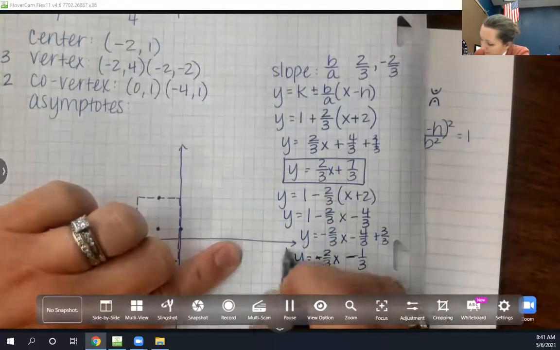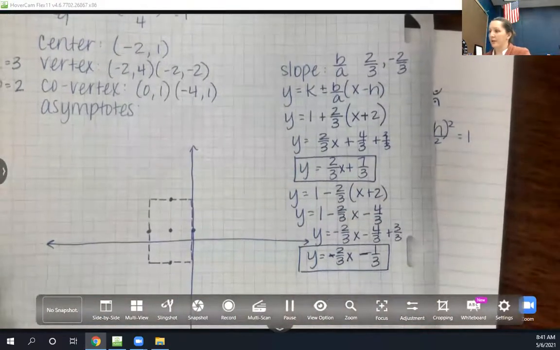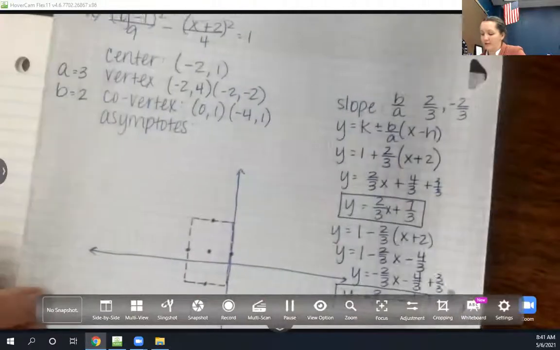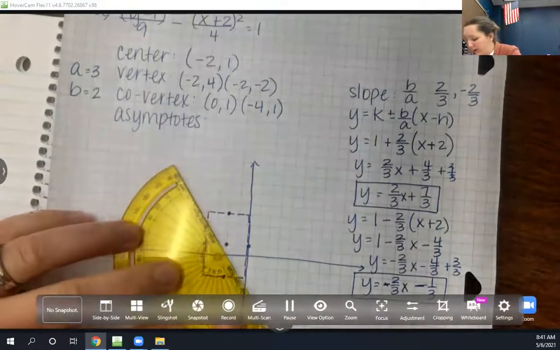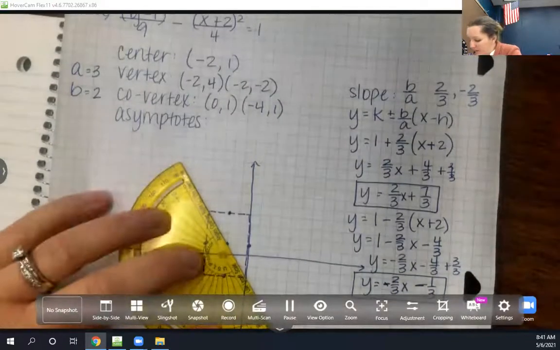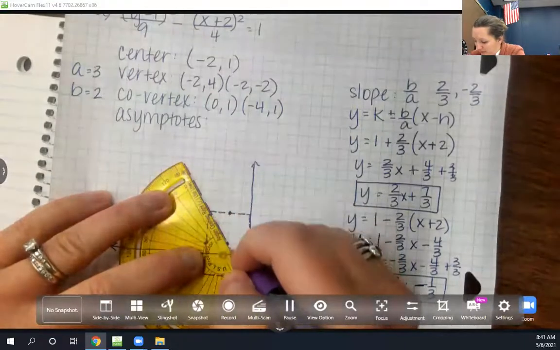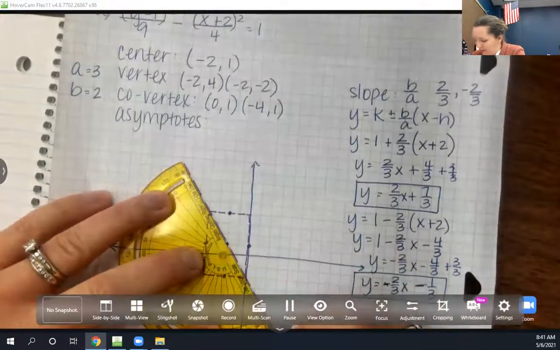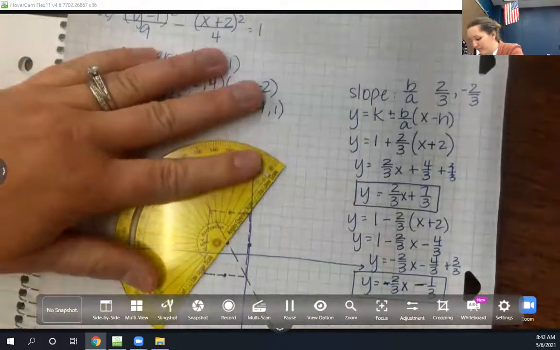All right. So we have both of our asymptote equations. That's a lot of work, right? But we need to know what our asymptotes look like. So let's draw these here. They're going to be dashed because they are asymptotes, right? They're not part of the equation, but they help us to know how fat or skinny that hyperbola is going to be.